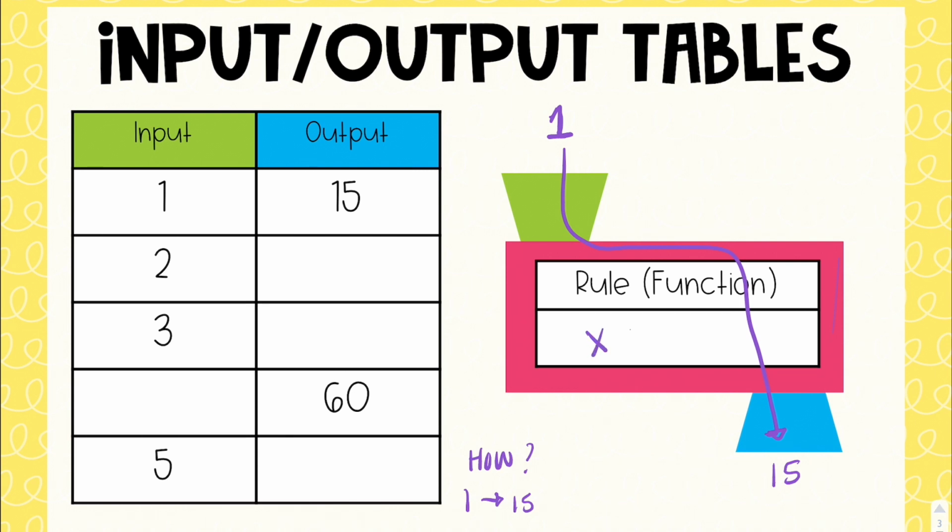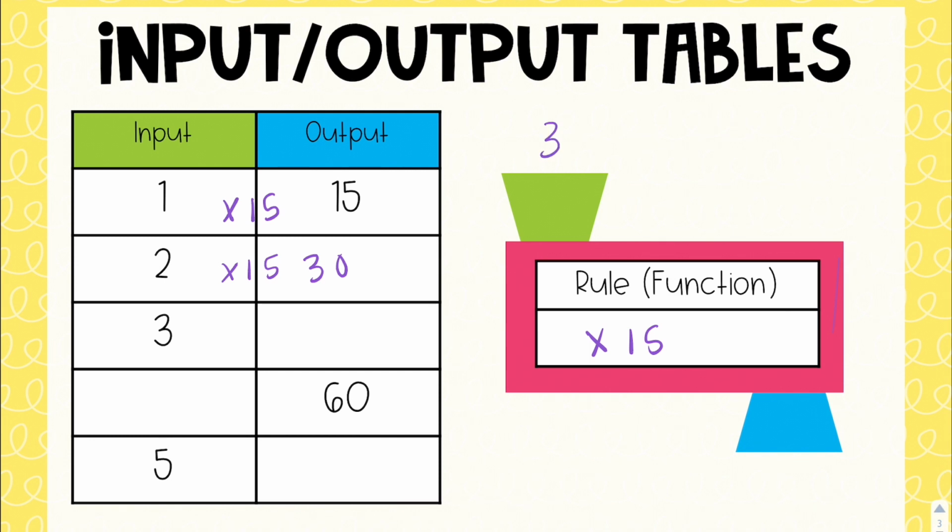but I need to see if this rule works for all of my input-output numbers, because the rule could also be addition or subtraction. So I'm going to put in different numbers and see what I get as the output. So let's say I put in 2. If I multiplied that by 15, I should have gotten 30, because 2 times 15 is 30.